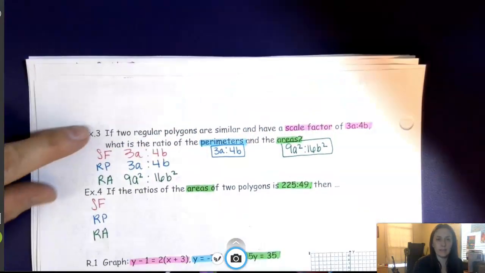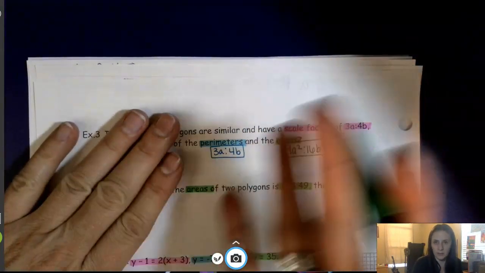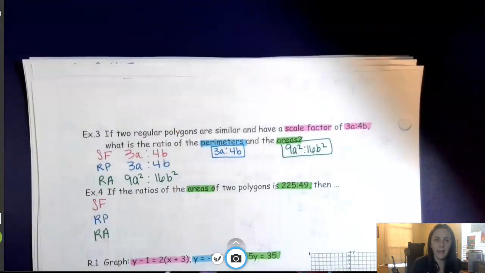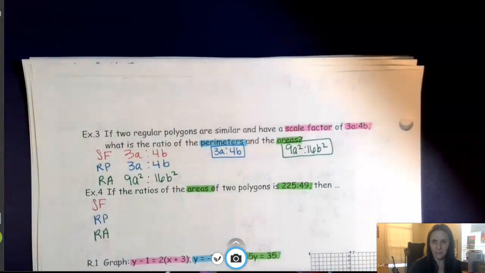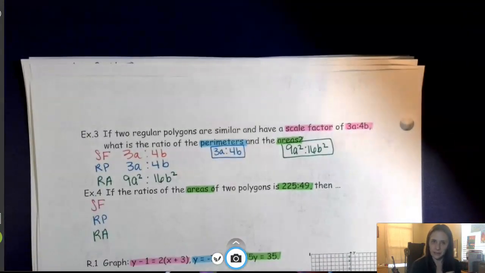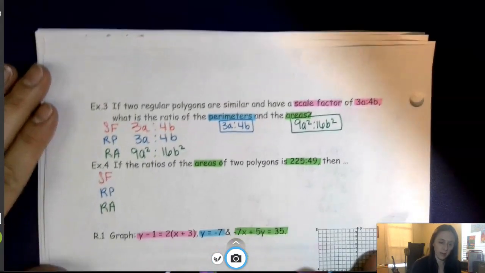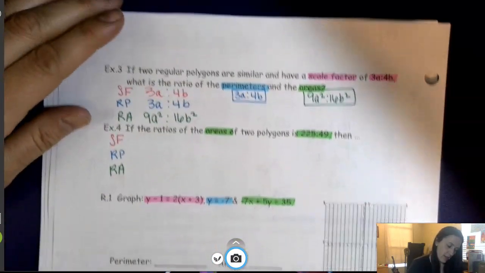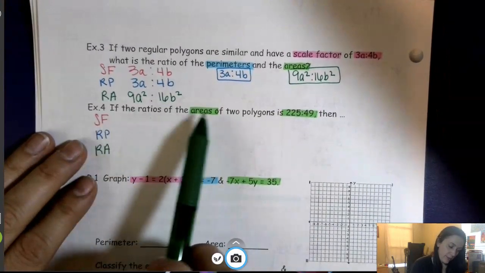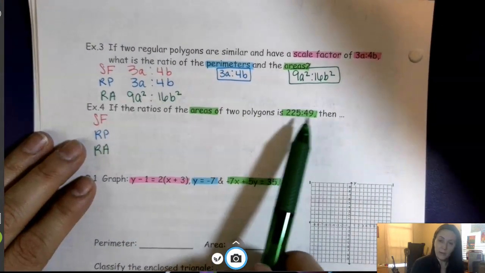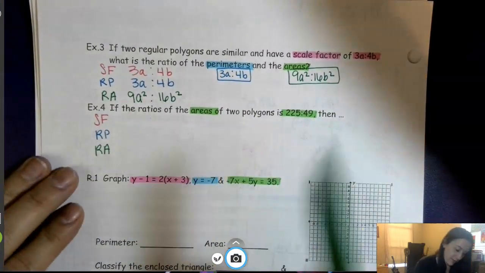Now, you do not always have to write all 3 of them down. You can just do the work, that's fine. I tend to like to see the setup. I like to see them and I like to write them all, even if I don't need them all. Because then, looking at it, if the ratio of the areas is 225 to 49, now I know that this goes down here.